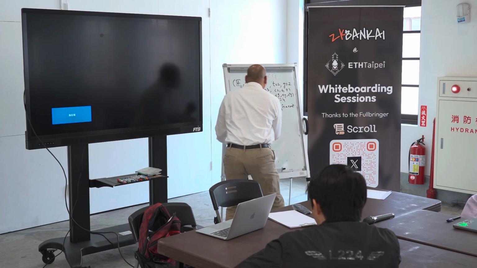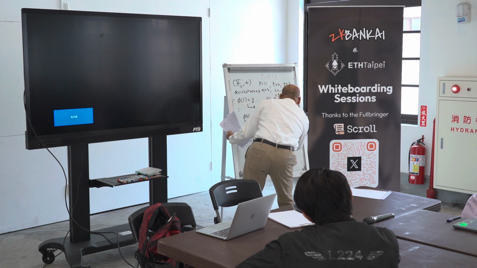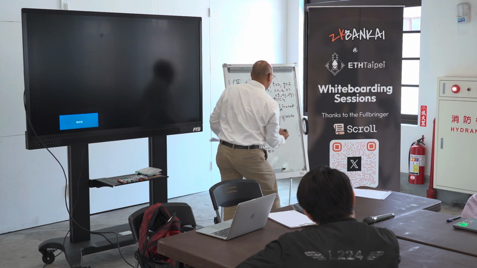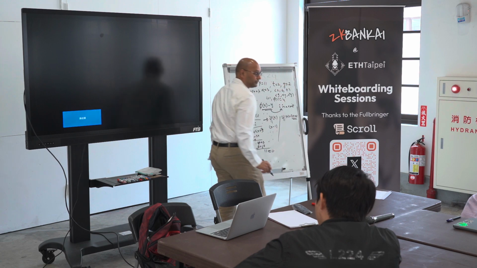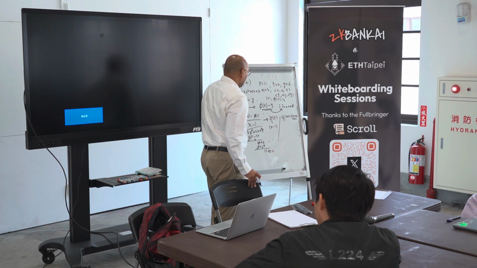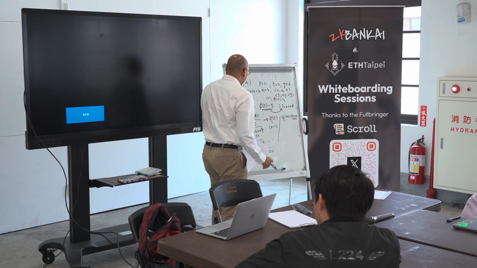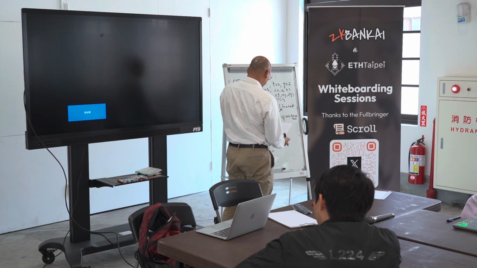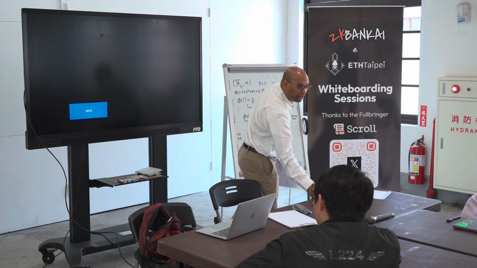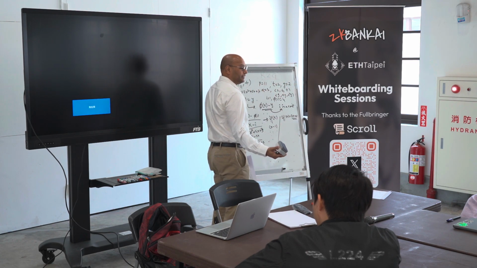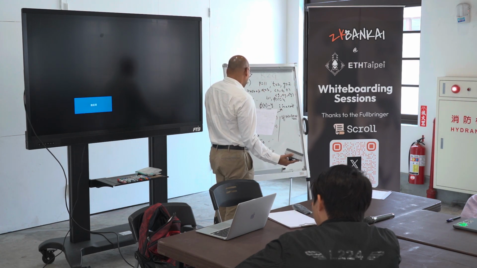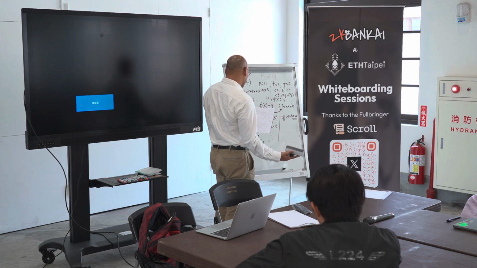So our quotient polynomial is basically 3x plus 8. Any questions so far? No questions? Great.